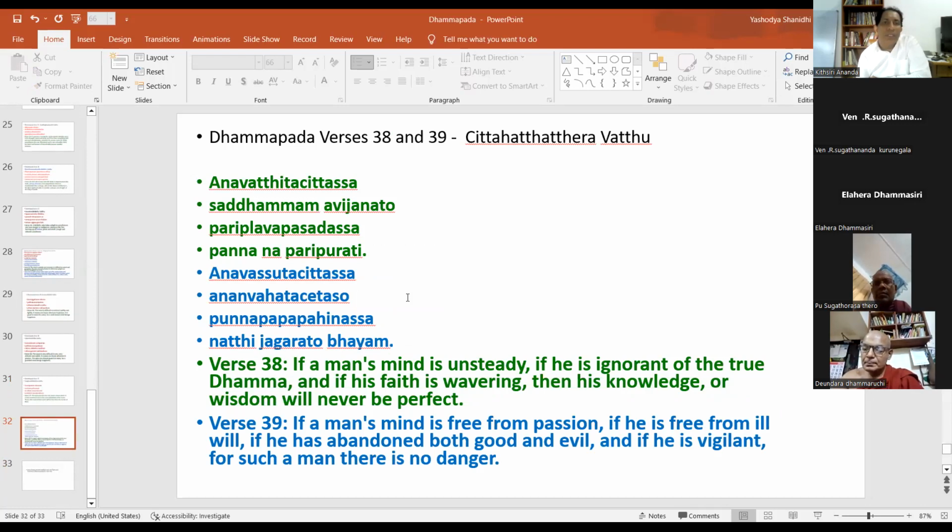Anavattita chittassa saddhammang avijanato pariplava pasadassa panyana paripurati. If a man's mind is unstable, not stable in good, and if he is ignorant of the true Dhamma, doesn't care about the true Dhamma, and if his faith is wavering, he doesn't have steady faith with regard to Dhamma, then his knowledge or wisdom will never be perfect.